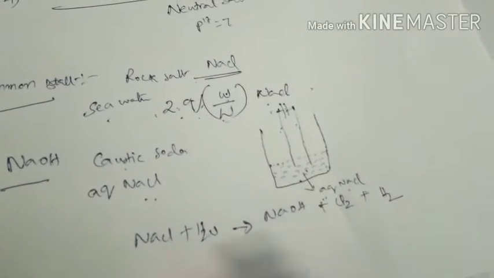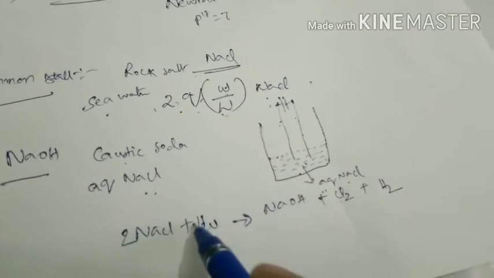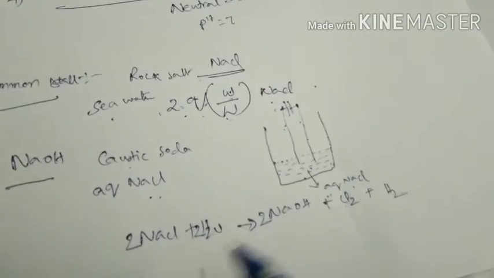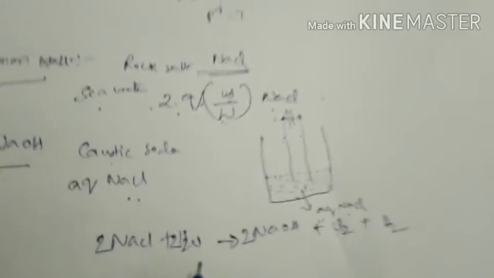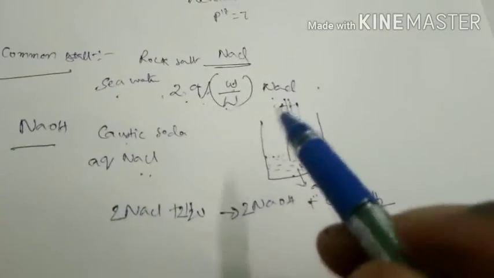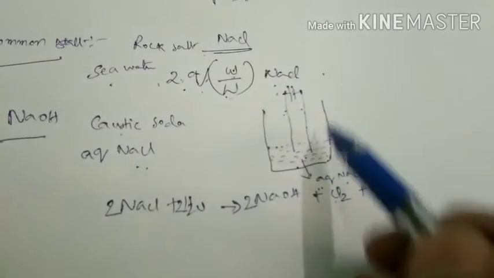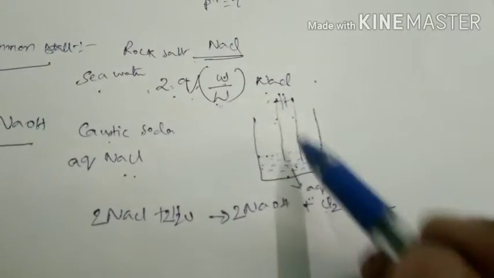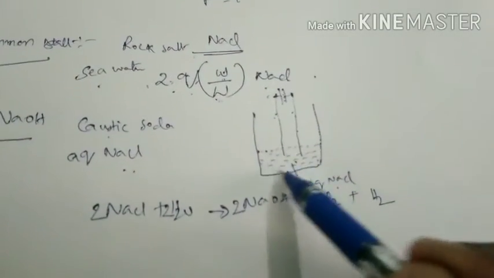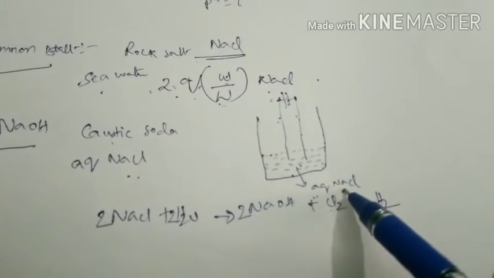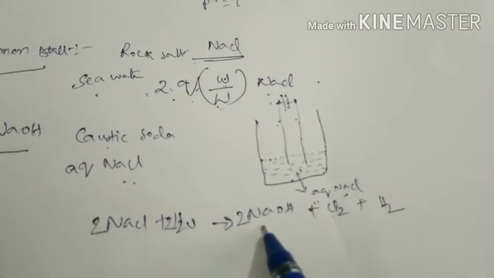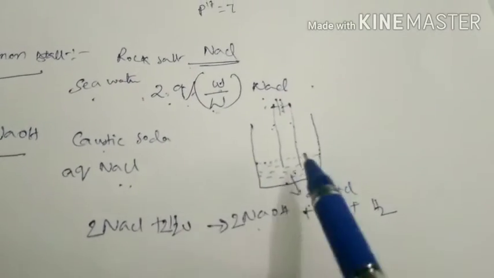While balancing the equation, you can put 2 here, 2 here, 2 here. So this is the balanced chemical equation. Let me just revise this. This is the electrolysis setup. It contains an electrolytic cell, electrodes, and a battery. This is the electrolyte. Here the electrolyte is aqueous NaCl. That means by using aqueous NaCl, we get sodium hydroxide through the electrolysis process.